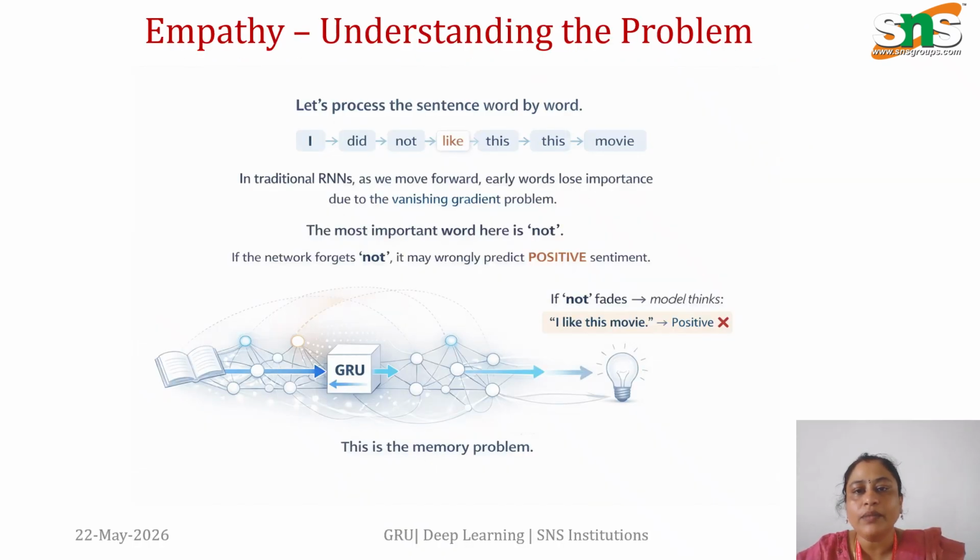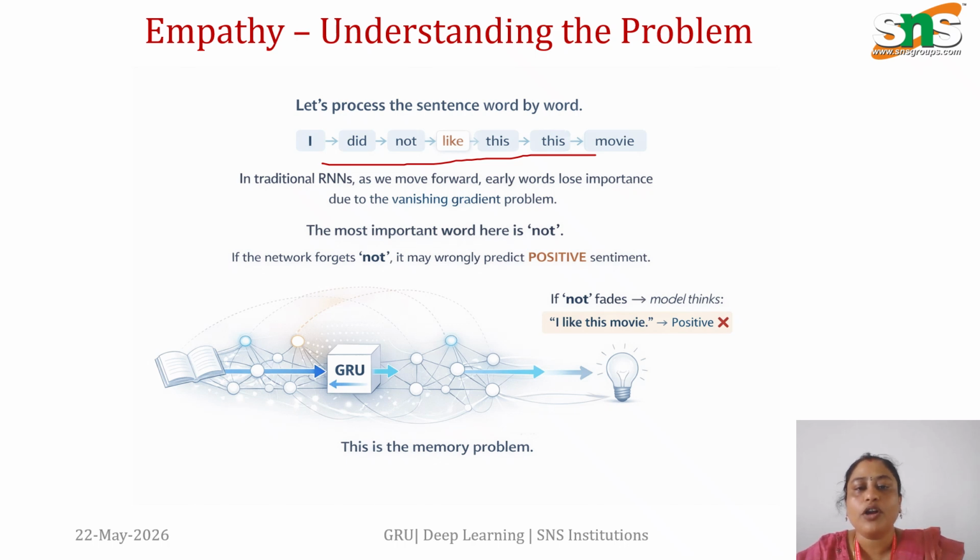Let's understand the problem in sequence datasets. When you have to process a sentence word by word, for example, consider "I did not like this movie." When you feed this into the model, your recurrent neural network model has to predict negative sentiment, because here you have "not". So "not" is the most important word here. With traditional RNNs, as you move forward, the early words may lose importance due to the vanishing gradient problem. So the most important word here is "not".